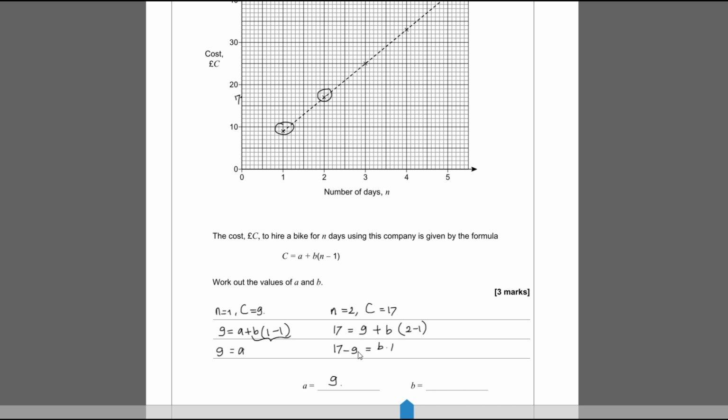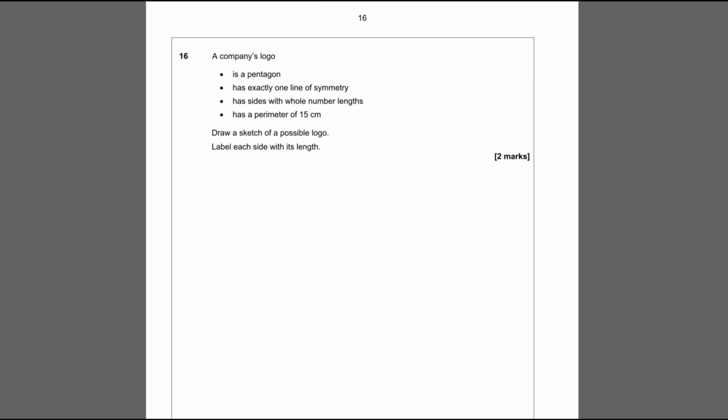So 17 minus 9, it is 8, is equal to b. So b is 8. That's it. Question 16. A company's logo is a pentagon.